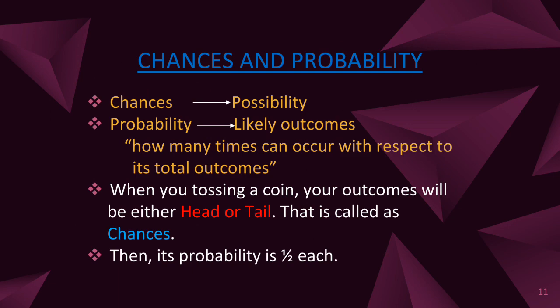Suppose if you are taking a dice, in dice you are having 6 faces. How many times you will get 2? Yes, only 1 time. So 1 by total outcome is 6. That is the probability value.